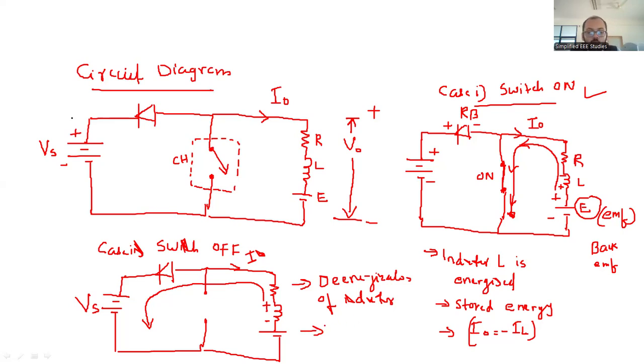So what will happen at the output? If I talk about the output voltage, it will be the sum of the inductor voltage plus the EMF. Okay. So the output voltage will always be greater than the input voltage. So this is VL. So the output voltage will be the sum of VL and E. So that is what exactly happening here. Now we'll see the waveforms. How we can draw the waveforms.